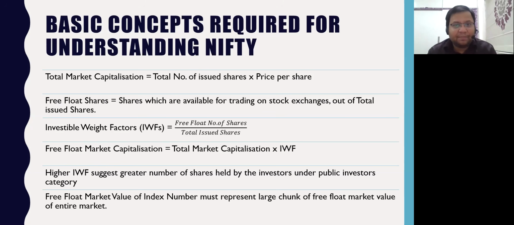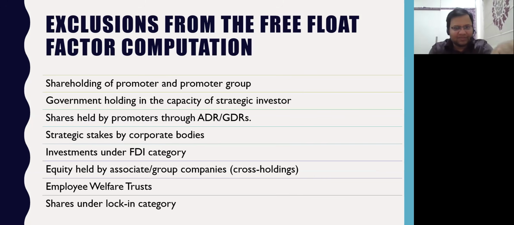Higher the free float market capitalization or higher the IWF, it means there are more public investors. More the public investors, more shares will come to the market for trading. See, these shares held by others, on the next page, these shares don't come for trading. So whenever we work out an index number, we look at the shares which are likely to come for trading. You will ask, sir, why so?